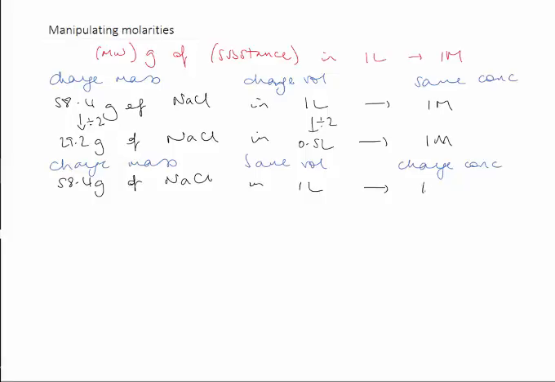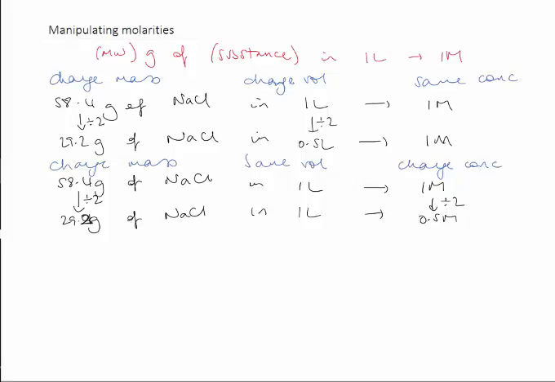1 litre, giving us our 1 molar solution, let's imagine we don't have a 1 molar solution, we have a 0.5 molar solution. Then that's half as much. Then we also have to change our mass of salt by the same amount. So again, that gives us 29.2 grams of NaCl in 1 litre, giving us a 0.5 molar solution.